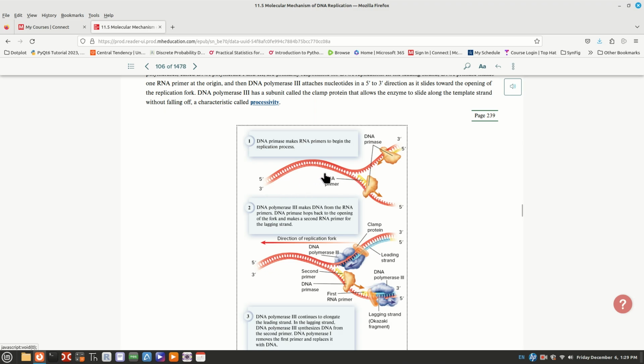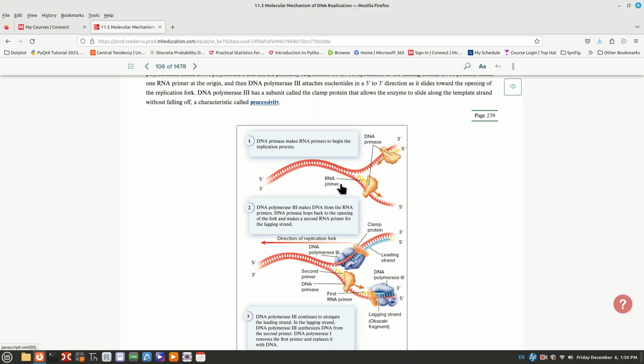In other words, it's going to read it 3' to 5'. It's going to make it 5' to 3'. It's going to read it 3' to 5' on this side and make it 5' to 3'. So read the original, make the new stuff. So this is making RNA. So remember that this yellow piece here is RNA, and it's called a primer.